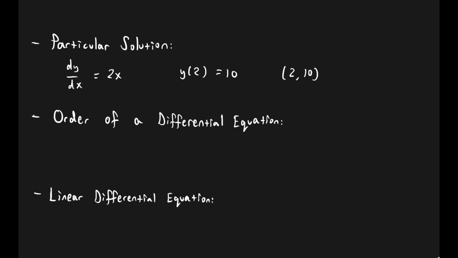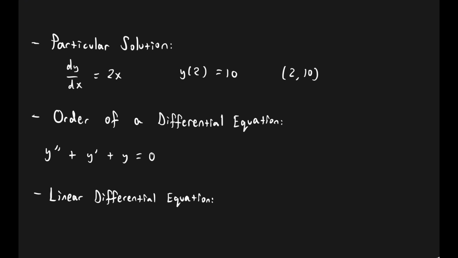Now, these last two terms are not used as much, but they are very important to understand. So the order of a differential equation is the highest order of derivative we see in the differential equation we're looking at. Now, what does this mean? Let's look at an example. Let's say I had the differential equation y double prime plus y prime plus y equals 0. What would the order of this differential equation be?